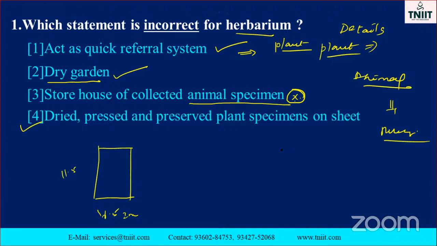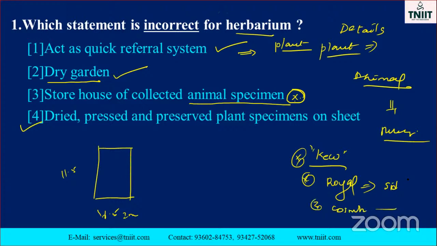At the world level, the biggest herbarium is Kew. Second, in India, take an example, the Royal Botanical Garden in Kolkata, Sibpur. You should note that down. How many species are there? The third one is Coimbatore, Agriculture University. And the fourth one is Trichy, St. Joseph's College. These are the points, my dear students, you just note them down. This is also very, very important. Where it is located, sometimes they ask questions.